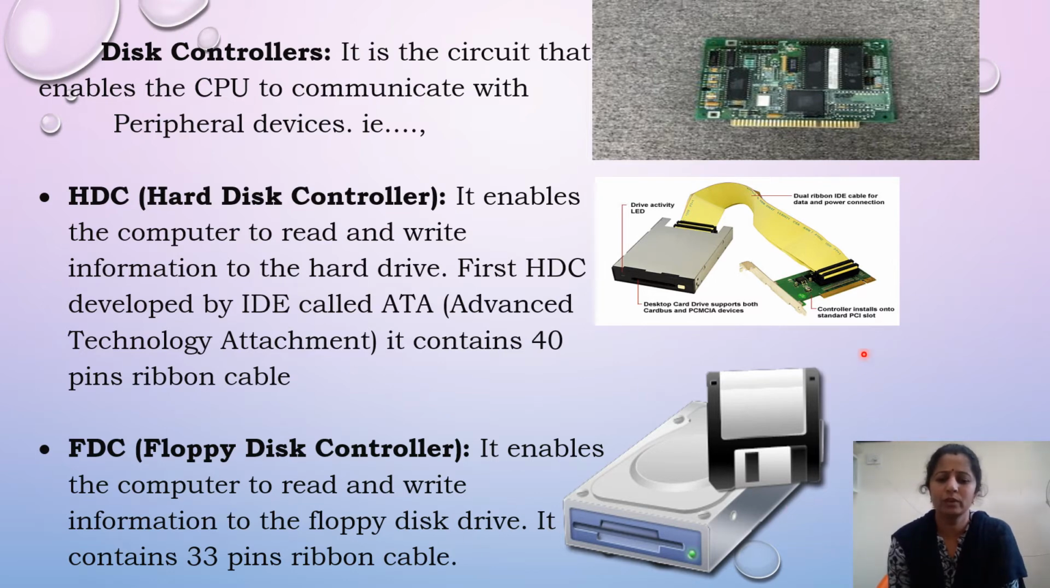Earlier, they used one of the secondary devices, that is your floppy disk. The floppy disk also allows you to perform both read and write operations. The data will be transferred from the floppy disk drive to your CPU to process the data through the 33-pin ribbon cable.